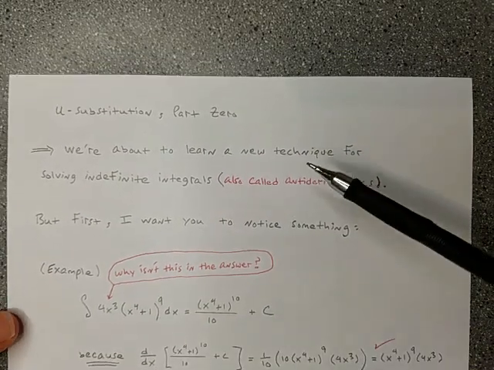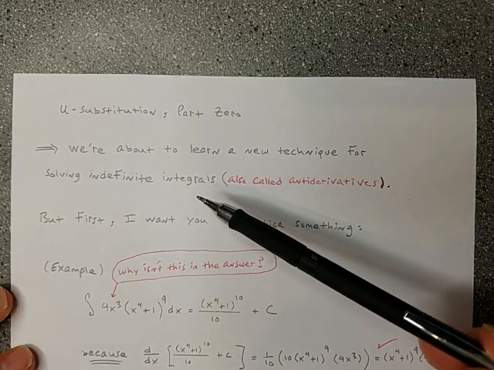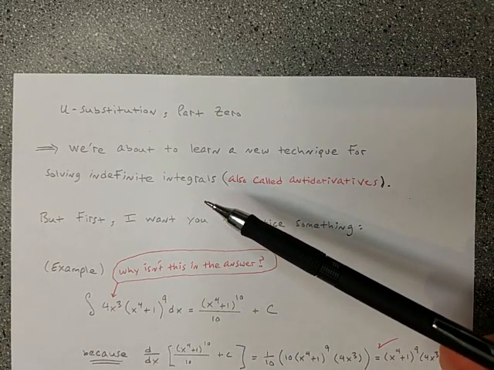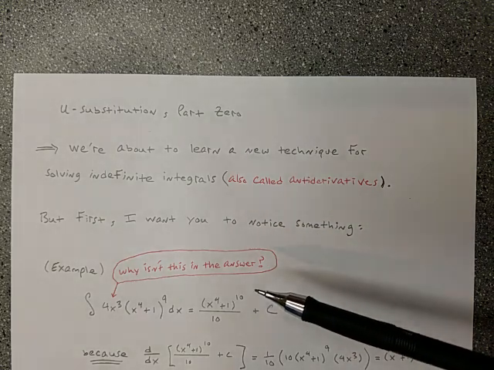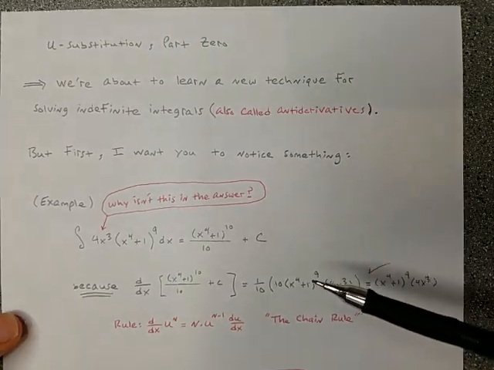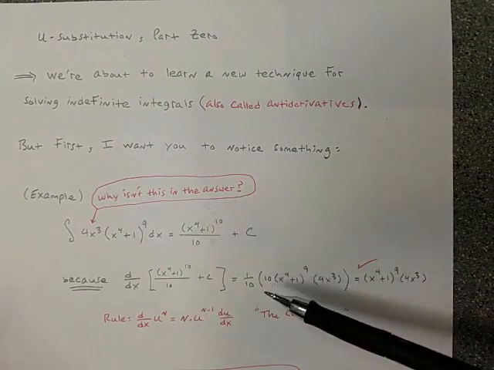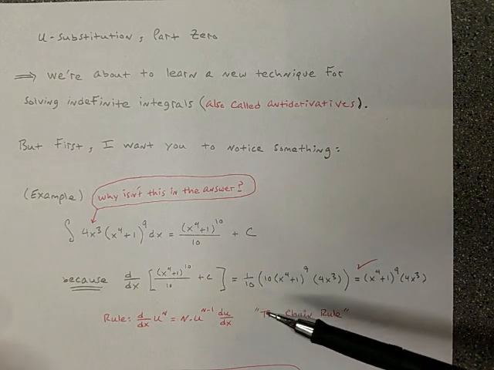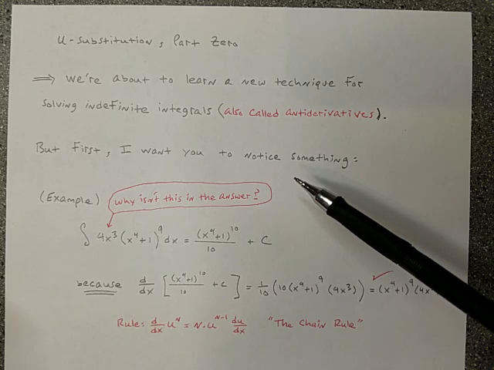Now, we're about to learn a new technique for doing those that applies to a certain kind of problem. But before we do that, I think it'd be good if I could get you to notice something, all right? So look at this problem, and I'm not going to work this problem. Here, it's already done. Everything I want to show you is already on paper. But like I say, I want you to notice something about it, okay?